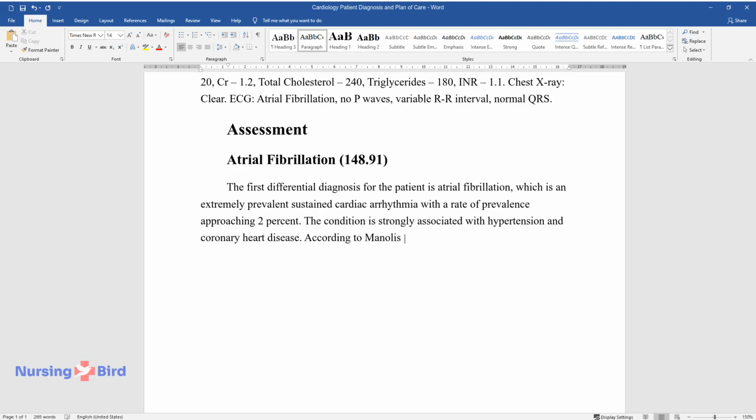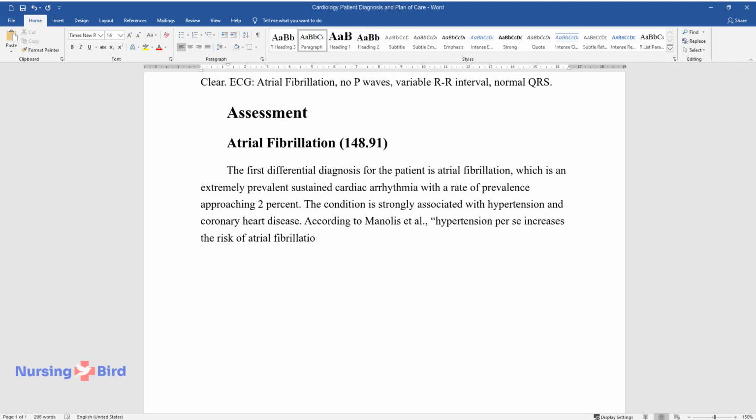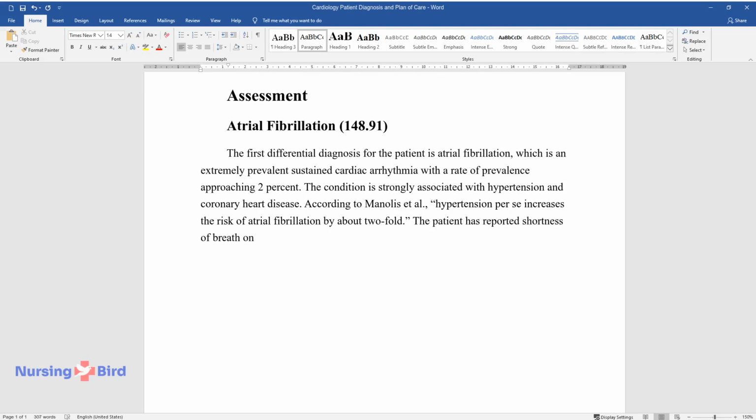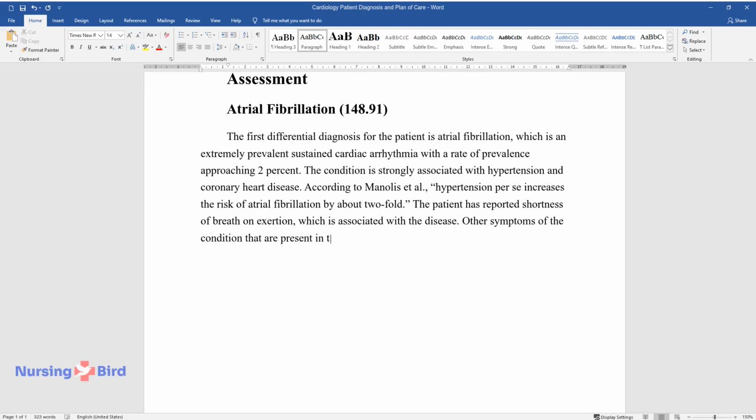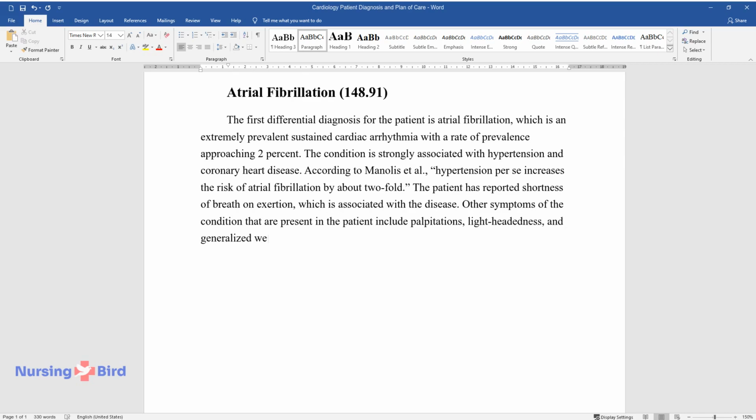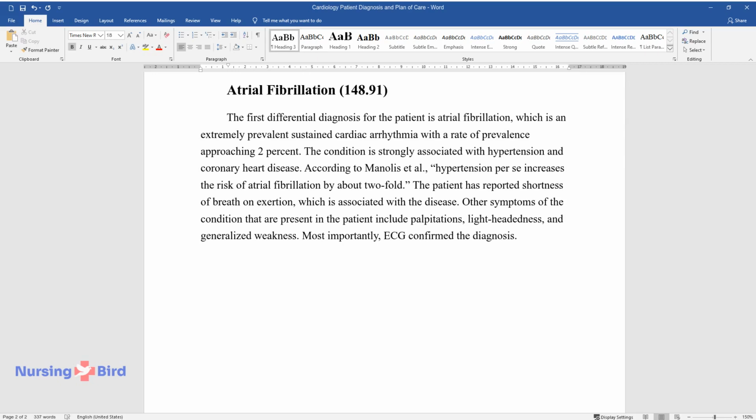According to Manolis et al., hypertension per se increases the risk of atrial fibrillation by about 2-fold. The patient has reported shortness of breath on exertion, which is associated with the disease. Other symptoms of the condition that are present in the patient include palpitations, lightheadedness, and generalized weakness. Most importantly, ECG confirmed the diagnosis.